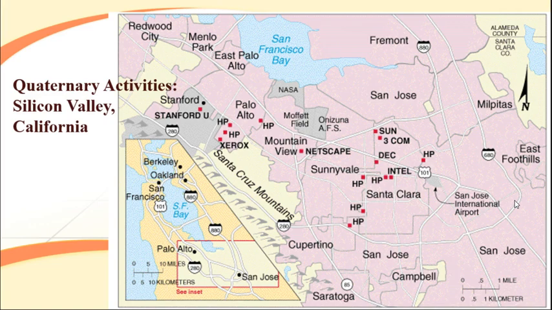Now, here's just an example. Here's Silicon Valley in California. These are some of the quaternary activities that have to do actually directly with things like communication.